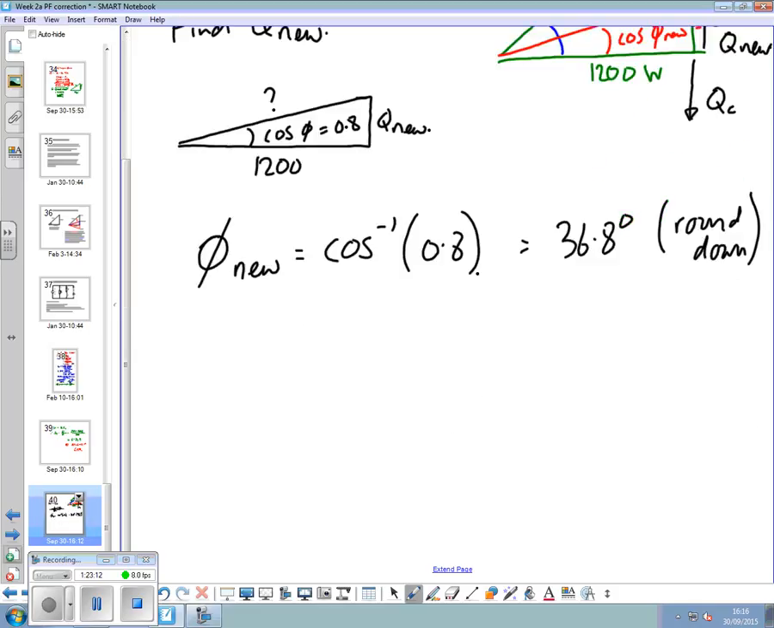So what we've got now is a triangle where this is 1200, this is still Q new, and this is 36.8 degrees. Can we find Q new now? See the use of triangles, Luke? I was talking to you about that earlier. Draw one. Always worthwhile. What can we do now? Can we find Q new now? Which trig relationship would give us that? We've got the opposite and we've got the adjacent.